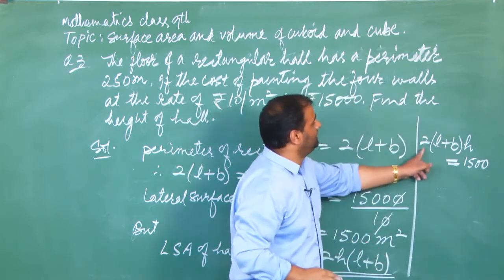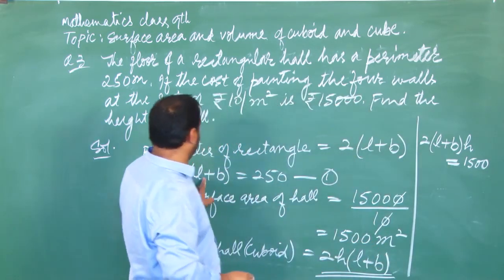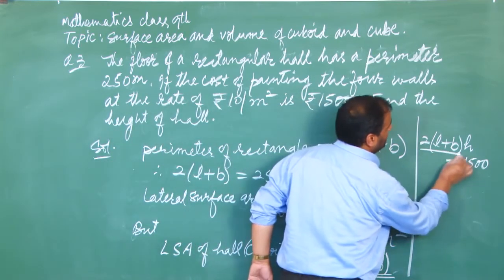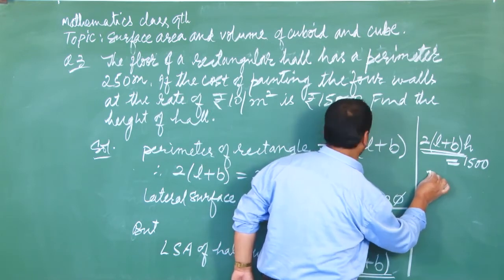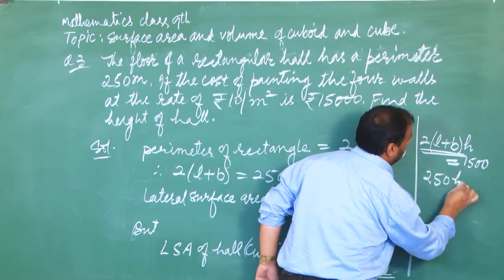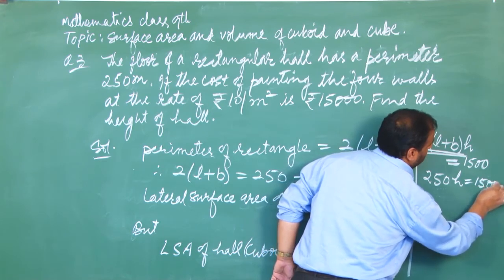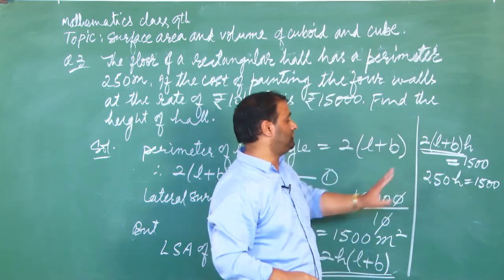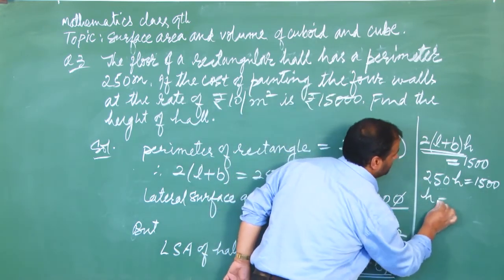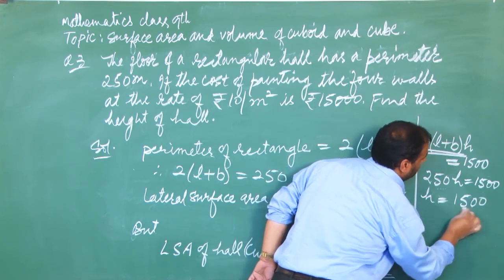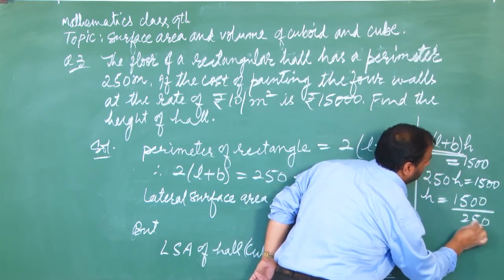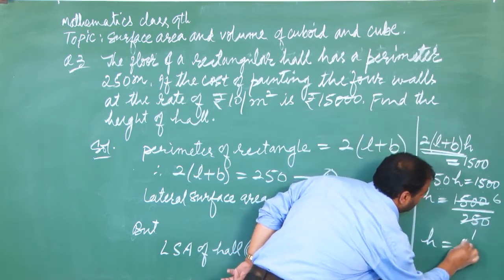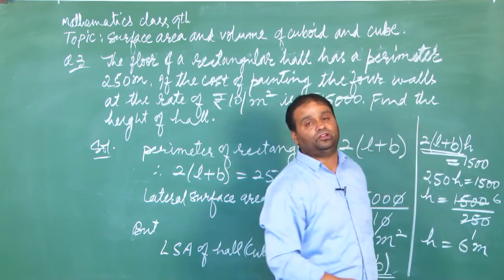Now what is twice length plus breadth equal to? Twice length plus breadth is equal to 250. Instead of twice length plus breadth, you can write 250 into h is equal to 1500. No need to put a sign between 250 and h. It means product form. And when you transpose it, it becomes division. 1500 divided by 250 is 6. So the height of the hall is 6 meters. And this is the question done for you.